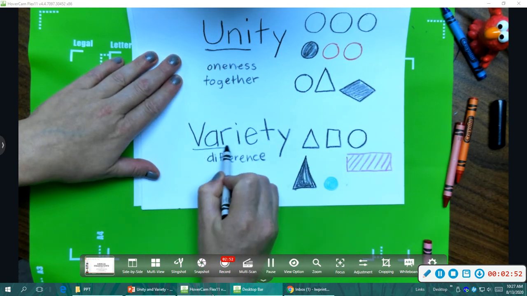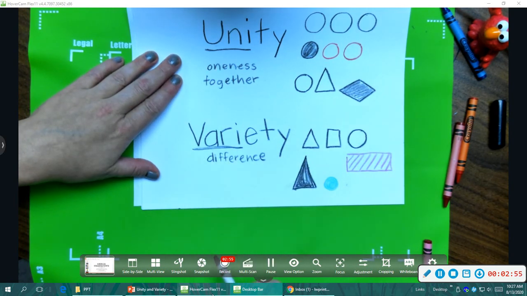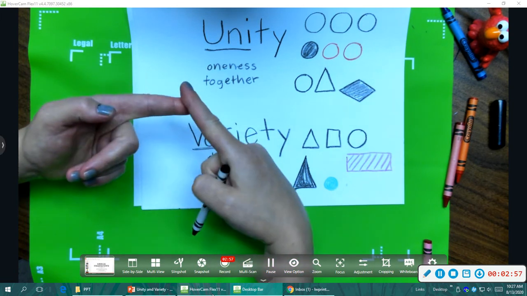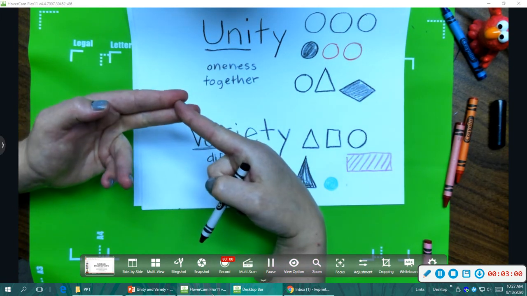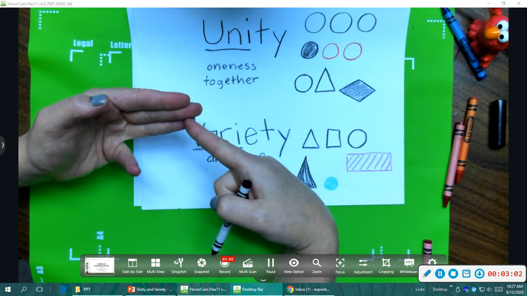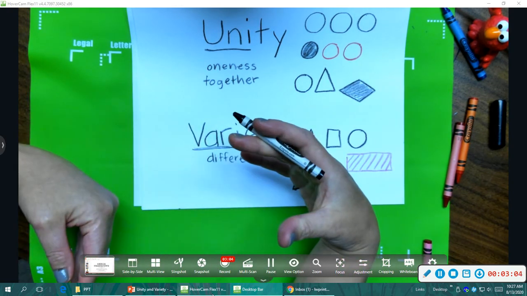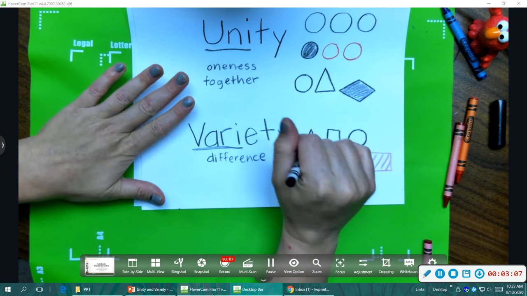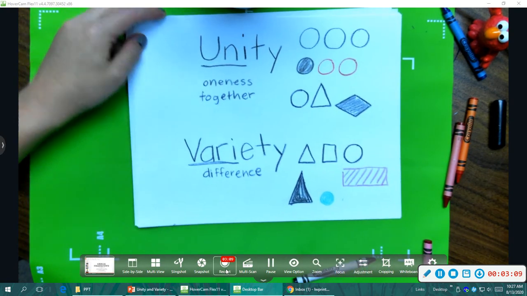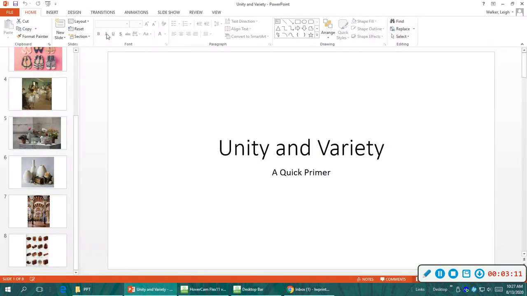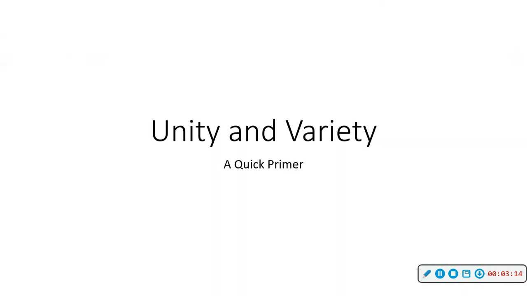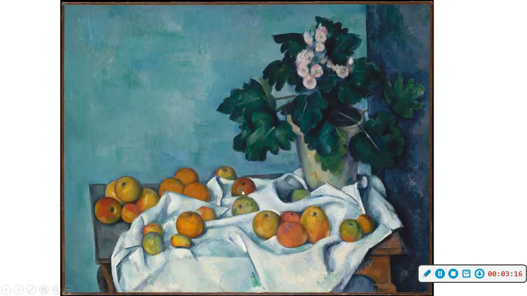You'll notice vary, which is the root of that word. Think about the word varied or variegated as it refers to leaves, or various. That means different options of something. So variety is difference. Alright, we're going to test your skills with unity and variety on a slideshow. I've got some different pictures. Alright, so here is a painting by Cezanne. I want you to think to yourself, does this have more unity or more variety?